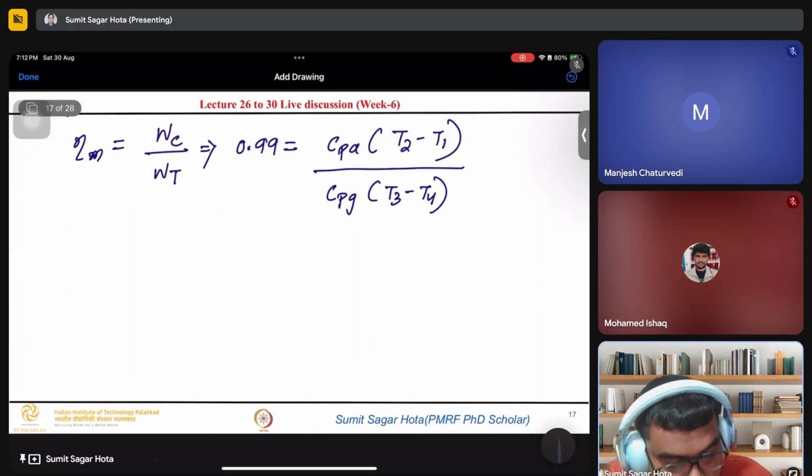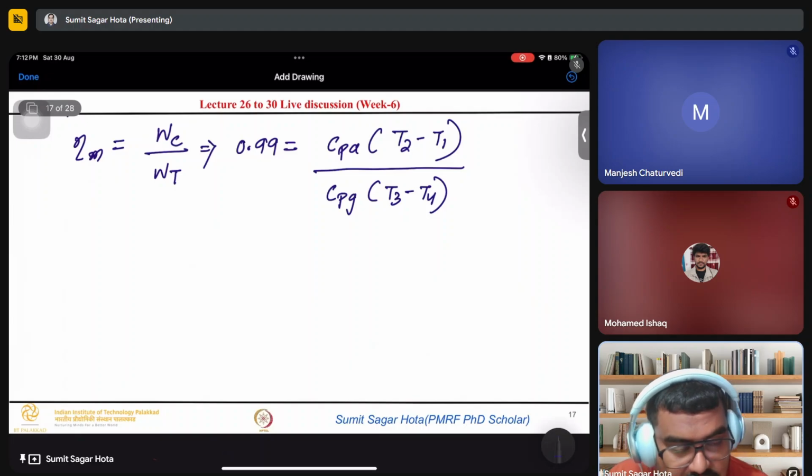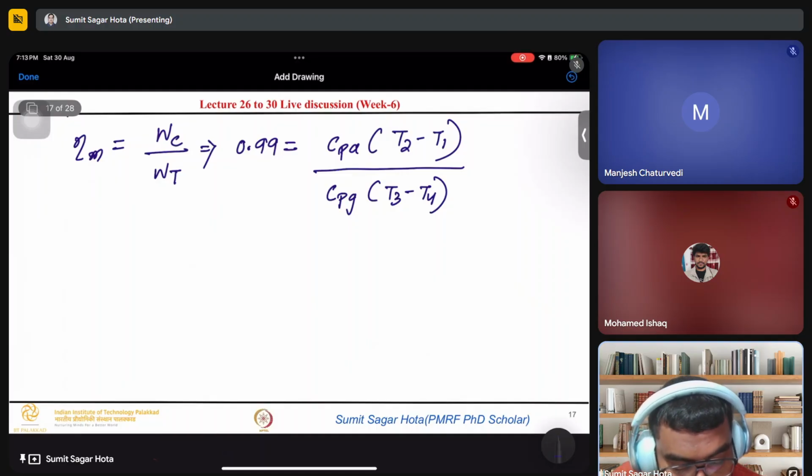In general, Cp is always a fixed value, but for an actual cycle, Cp is a function of temperature, and more specifically it will be in the order of a polynomial equation like a plus bT plus cT square plus dT cube, and so on up to T to the power n.